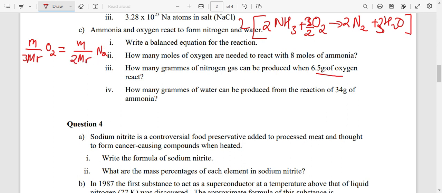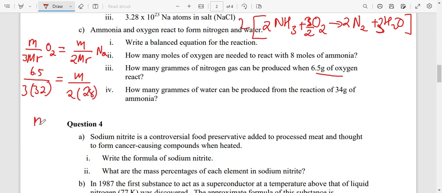What are we burning? 6.5 grams of oxygen. So that will be 6.5 divided by 3 multiplied by the molar mass for oxygen, 16 times 2, that is 32. Use the one that will be given according to the periodic table that you have. And then we're going to have the mass, which we want, divided by the molar mass of nitrogen. Nitrogen's atomic mass is 14. So 14 times 2, that is 28.